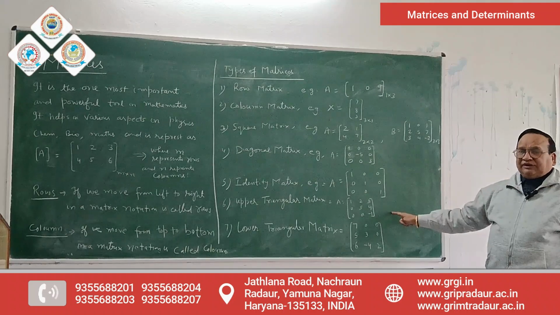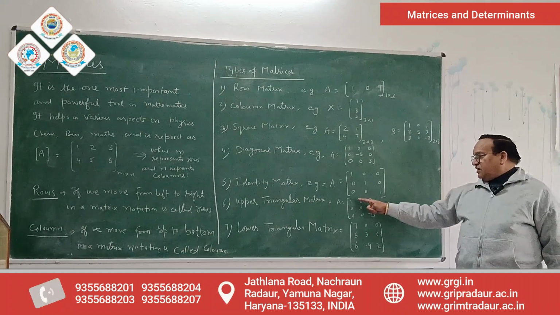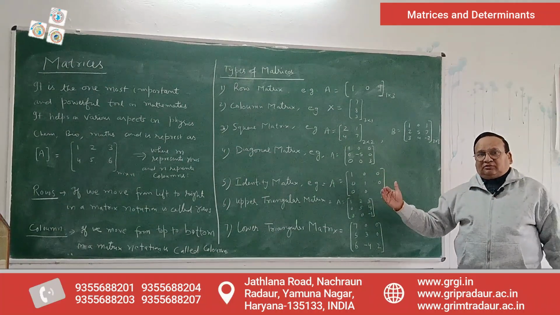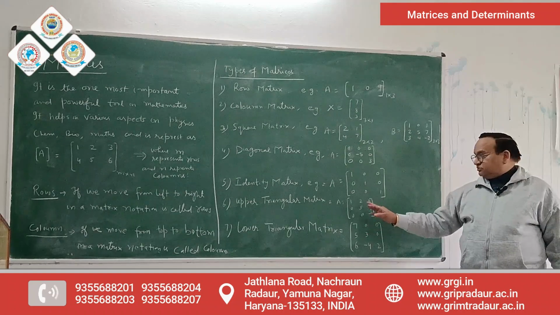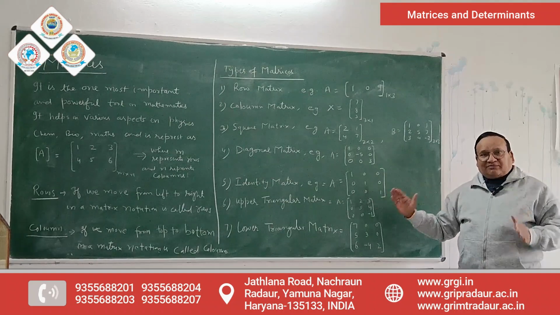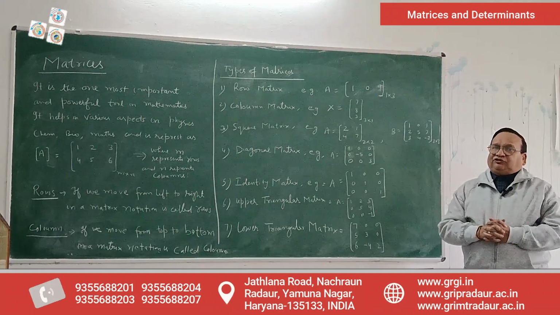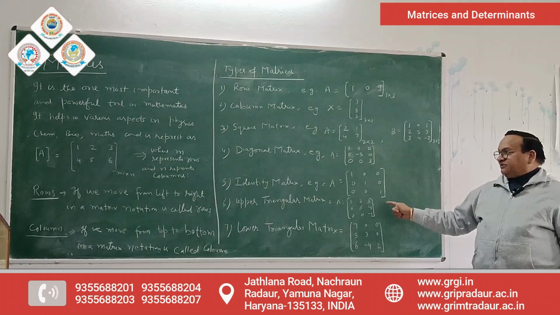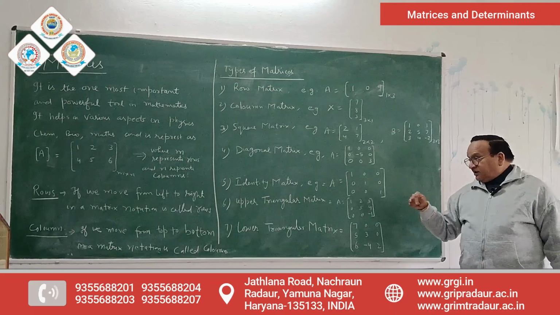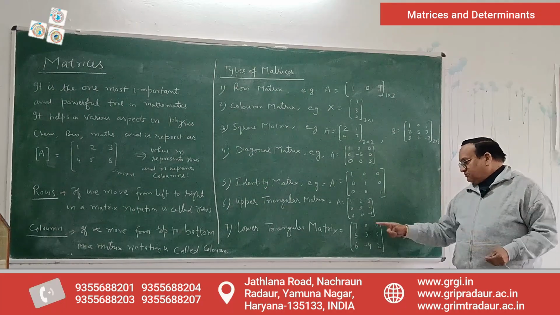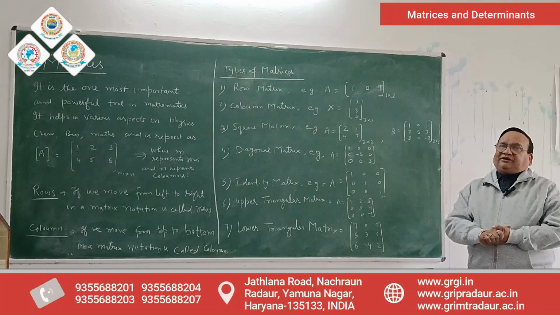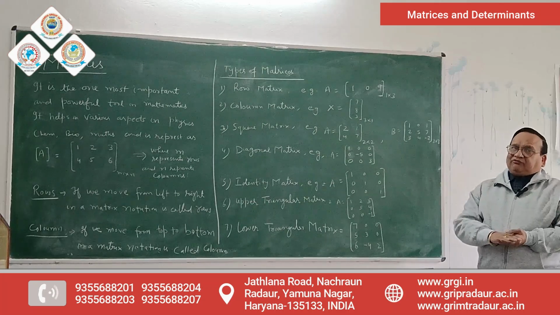Upper triangular and lower triangular. In an upper triangular matrix, the elements are present on the diagonal and above it, and the remaining are zeros. Here the diagonal is 1, 5, minus 1, the elements above it are given, and the elements below the diagonal are 0. Such a matrix is called an upper triangular matrix. And in lower triangular matrices, the elements below the diagonal are given.